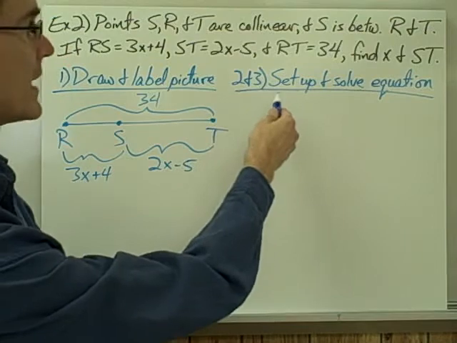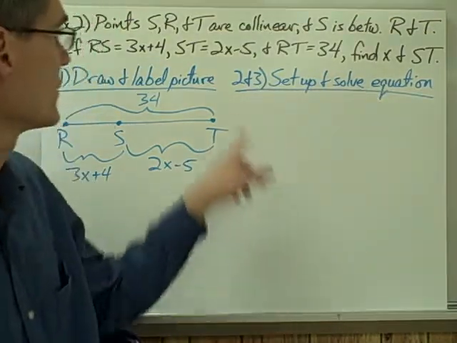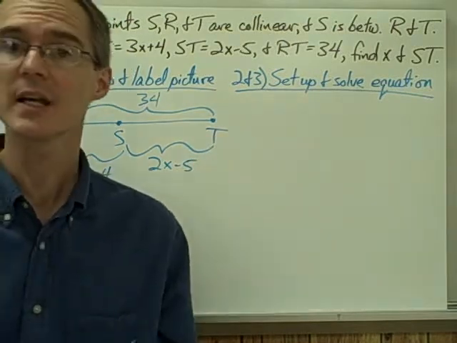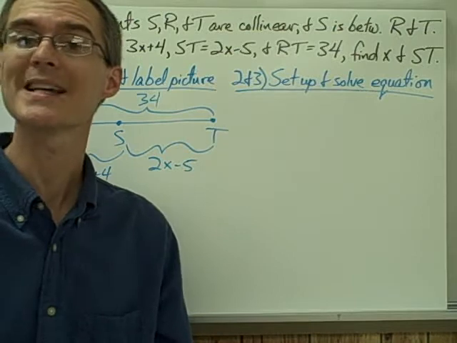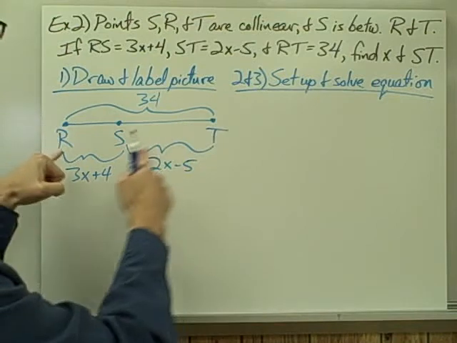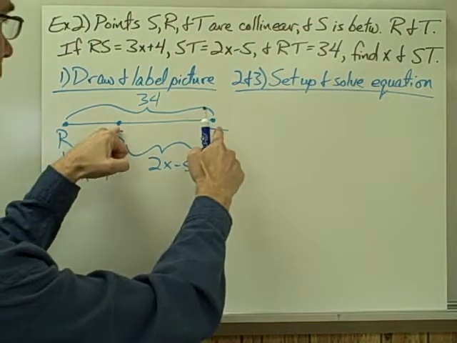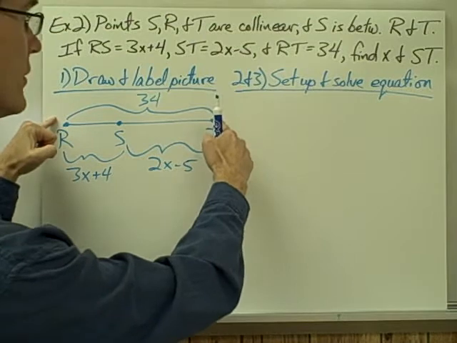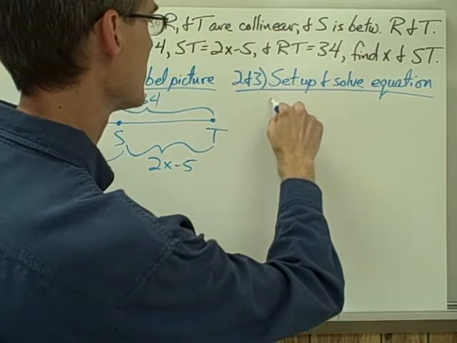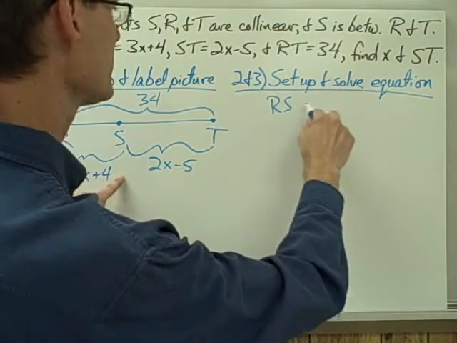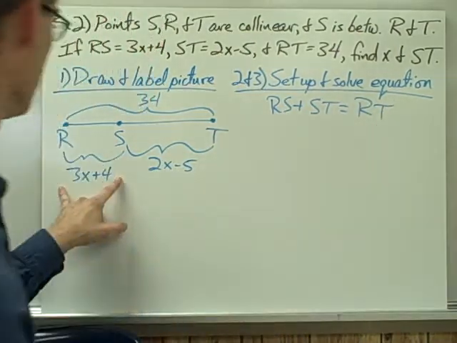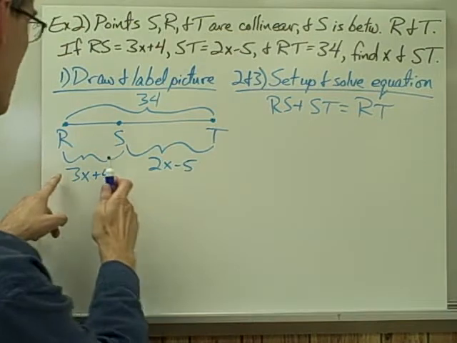Step 2, I need to set up my equation, and then step 3, I'm going to solve it. So let's see. Step 2, I want to set up my equation. Well, I'm going to use, once again, the problem-solving tool I just learned about, which is my segment addition postulate. My segment addition postulate tells me if I have 3 collinear points, then this length plus this length is equal to this whole length here. Well, so now I can set up my equation. My segment addition postulate says RS plus ST equals RT.